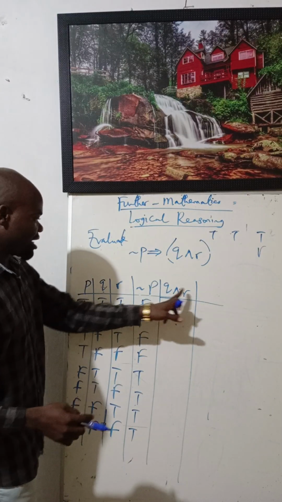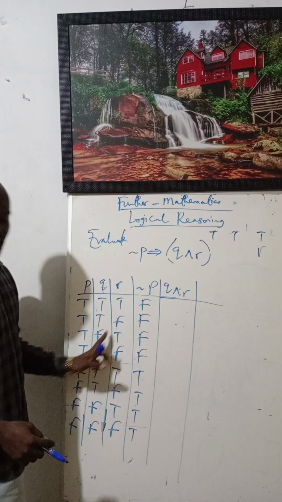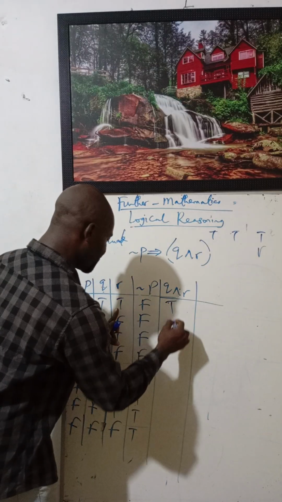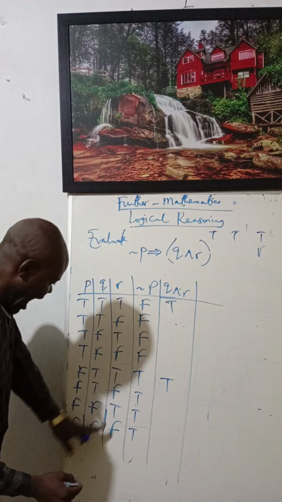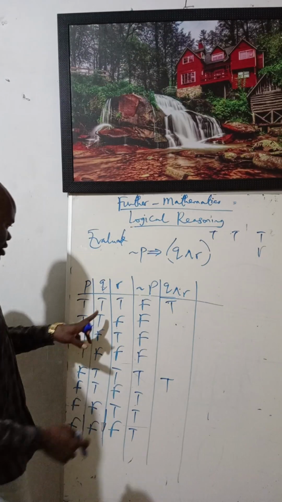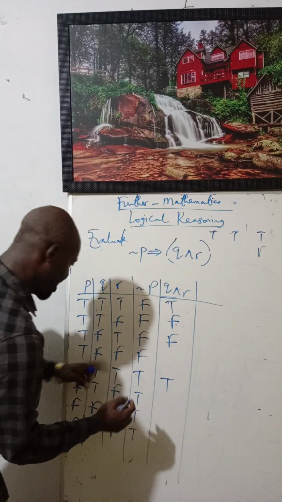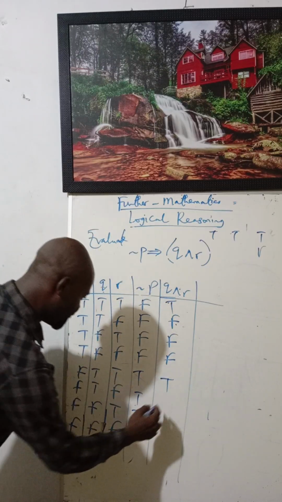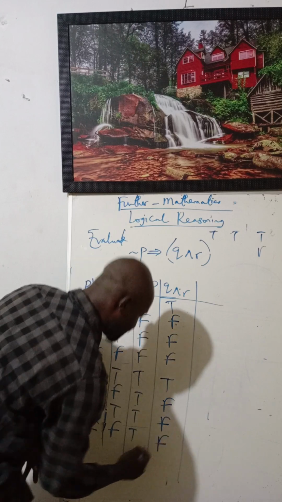So let's see, Q and R for each row. TT is T. Don't forget, TT is T. Any other thing apart from TT will give us false. TF is false, FT is false, FF is false, you can see now.